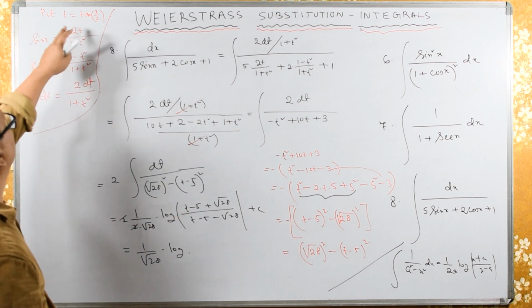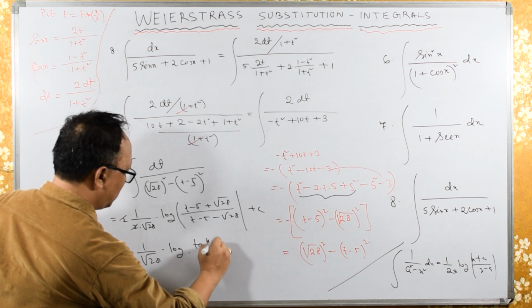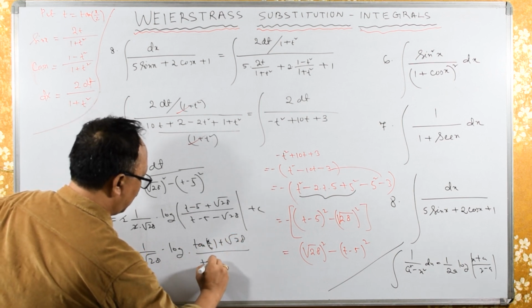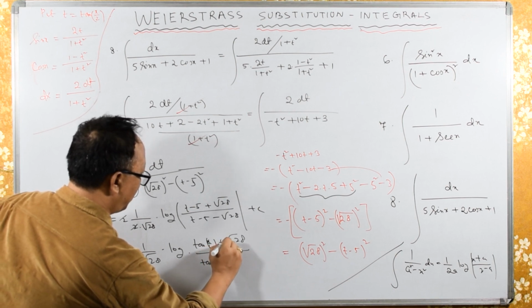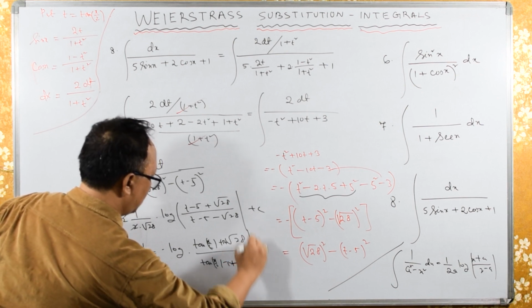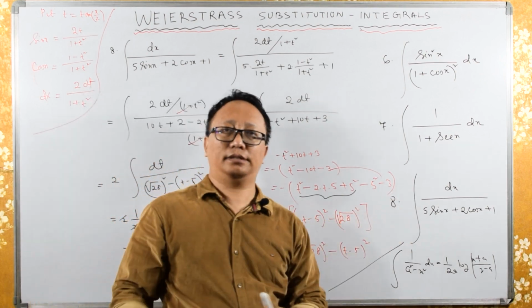Okay. What is t? t is tan x by 2. So tan of x by 2 minus 5 plus square root of 28 upon tan of x by 2 minus 5 minus square root of 28, plus c. This is the answer for question number 8. Thank you.